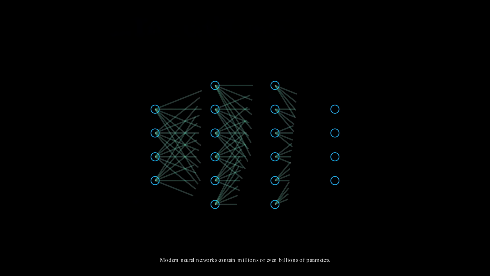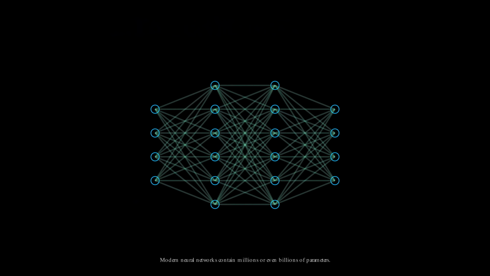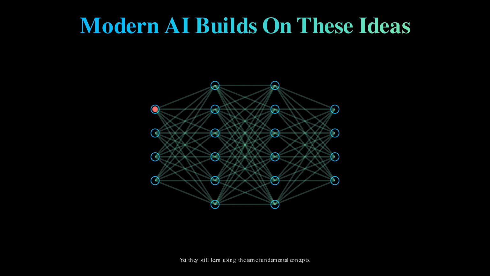Modern neural networks contain millions or even billions of parameters, yet they still learn using the same fundamental concepts. Predictions are made, errors are measured, parameters are updated. Gradient descent remains one of the core engines behind AI training.